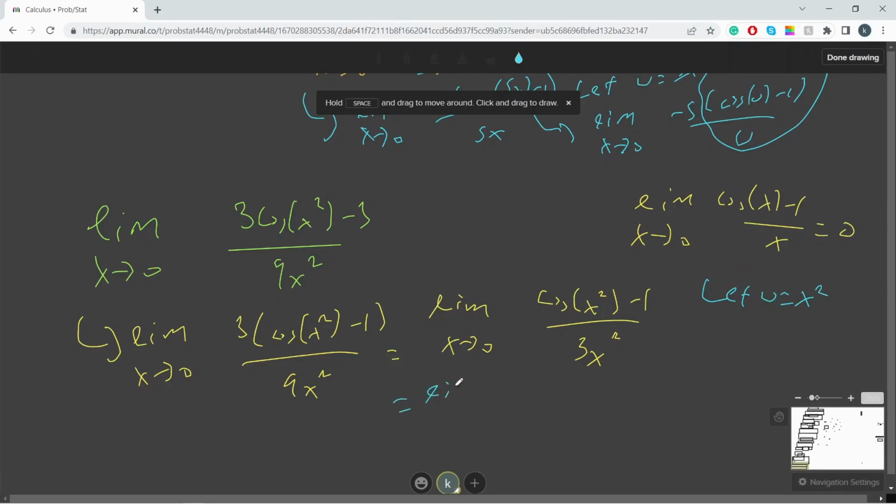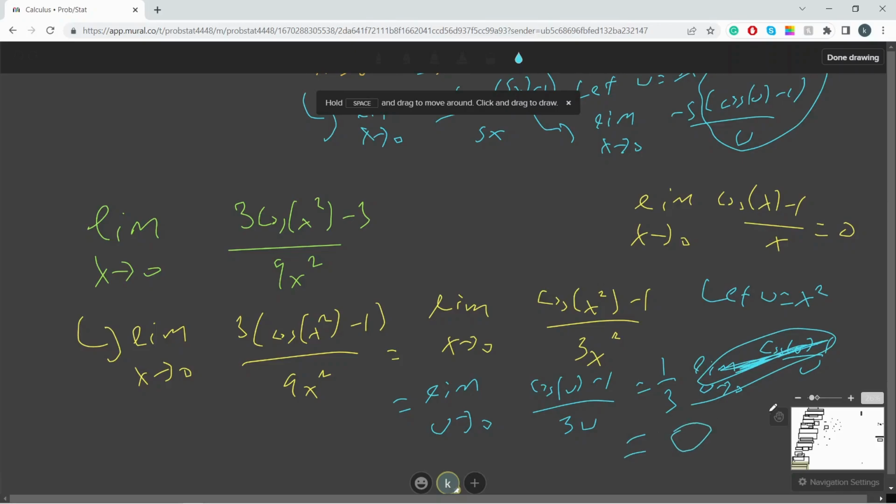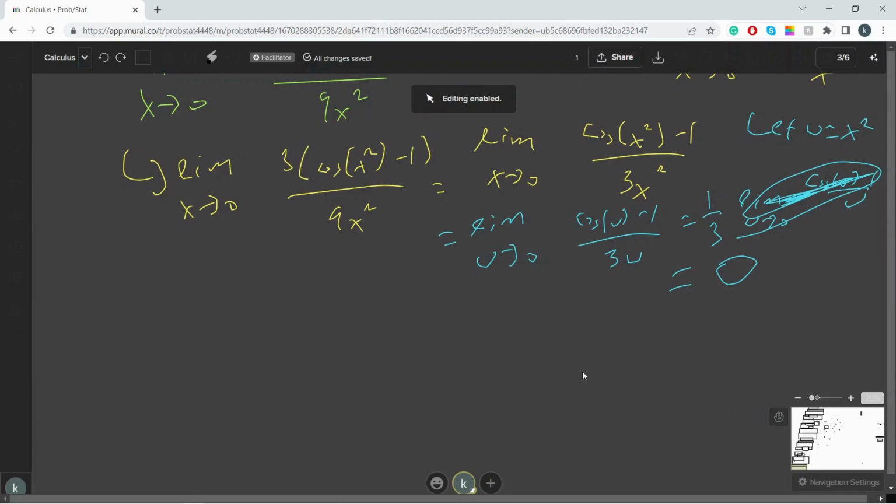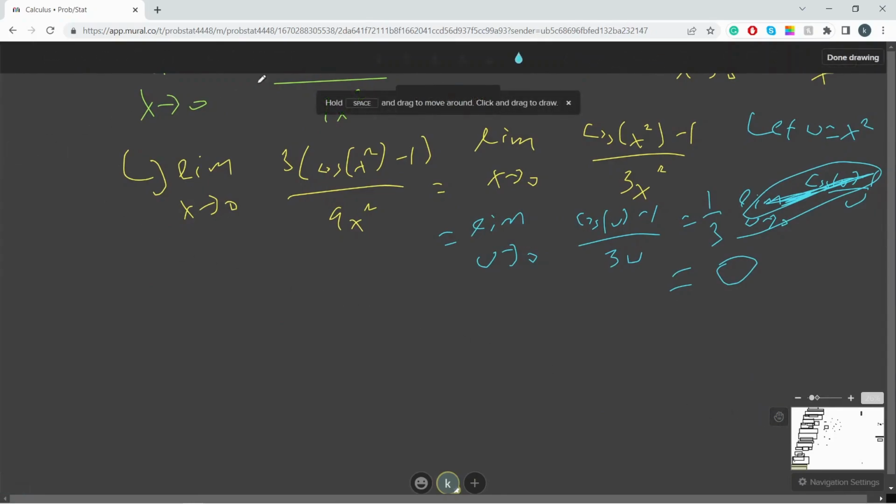So this is going to be equivalent to the limit as u approaches 0 of cosine of u minus 1 over 3u. And we can pull out this 1/3 right here. So this is equal to 1/3 times the limit as u approaches 0 of cosine of u minus 1 over u. This term is going to go to a big fat 0, and it's multiplied by 1/3, so this is going to be equal to 0. So that's nice and dandy. Factoring and making use of the special limit definitions saves the day for this problem.